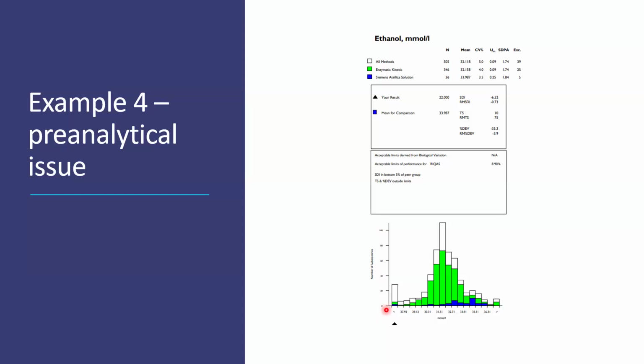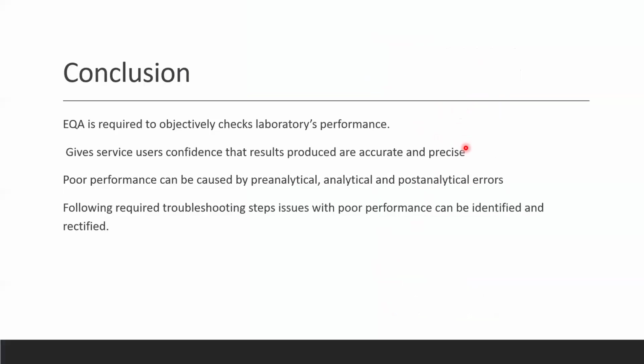However, further investigation revealed that the sample had been reconstituted the day before and then just left to sit, and then it was run the day after. So in this case, the sample instability is the cause of this significant negative bias. So the sample was taken again, rerun, and then the result was much closer to the mean for comparison. So these would be the examples that I've prepared for you.